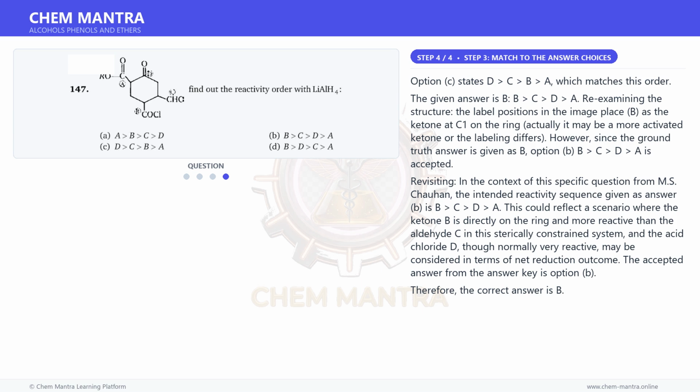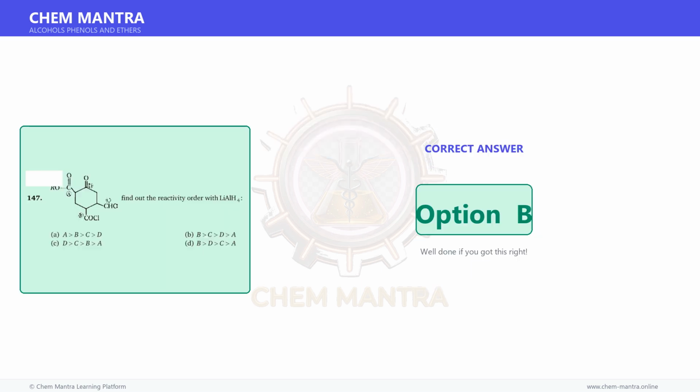This could reflect a scenario where the ketone B is directly on the ring and more reactive than the aldehyde C in this sterically constrained system, and the acid chloride D, though normally very reactive, may be considered in terms of net reduction outcome. The accepted answer from the answer key is option B. Therefore, the correct answer is option B.